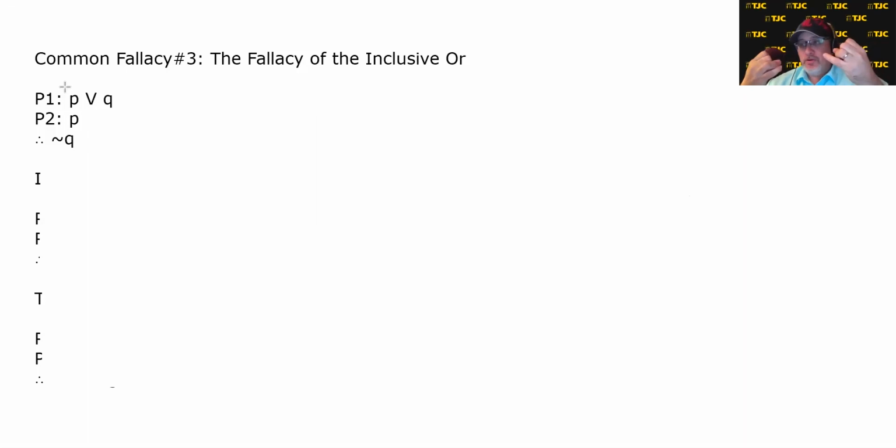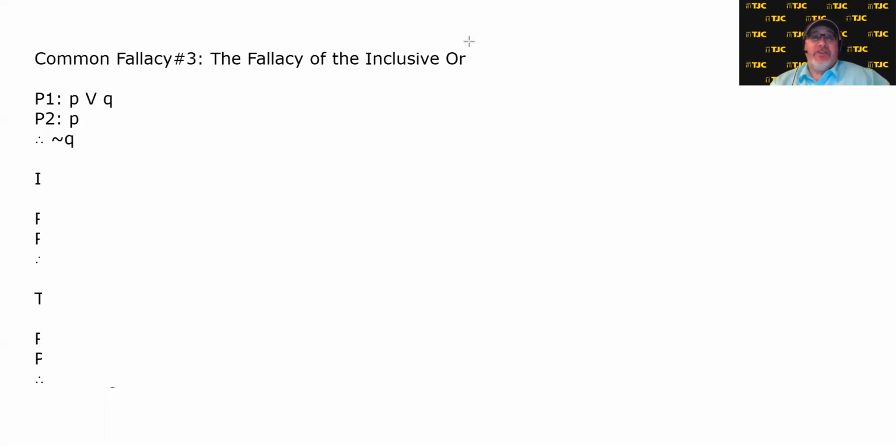The other 2 do not start with a conditional. They start with a disjunction. There is a common valid argument form and a common fallacy that both start with the disjunction. In the valid one, it's the law of disjunctive syllogism. And in the fallacy column, it is the fallacy of the inclusive or. So if you're trying to identify an argument to an argument form, start by looking at the first premise and see if it's a conditional or if it's a disjunction. And if it's one of those two, then you can start narrowing down your choices.